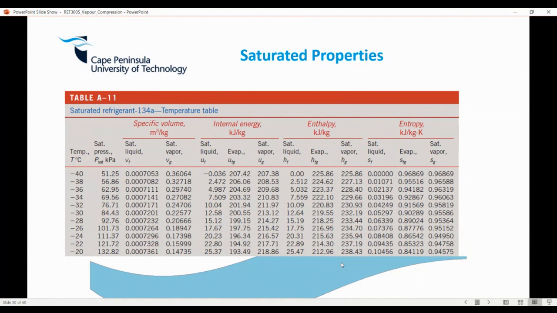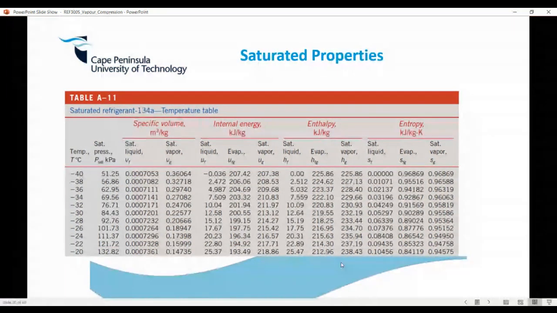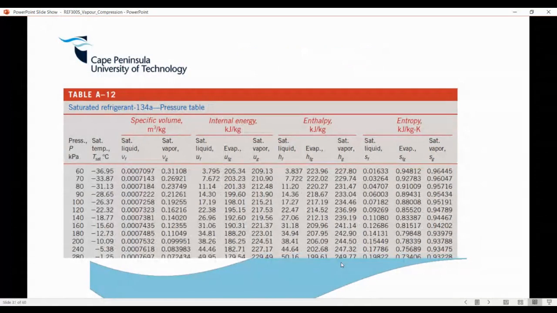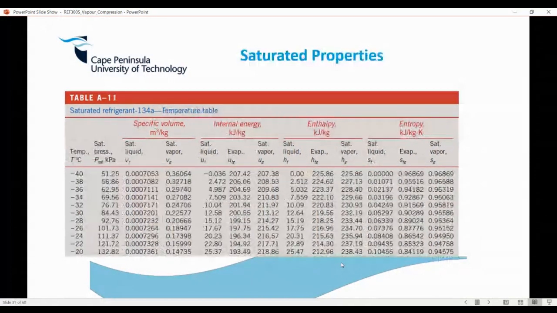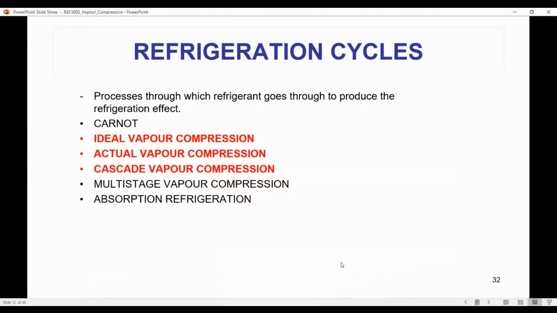And obviously your saturation pressure and temperature are linked. So if you actually look at the table at minus 40 degrees, you can find the corresponding pressure. Of course, with this, there might be interpolation involved here and there, so you obviously don't want to make it too tricky.